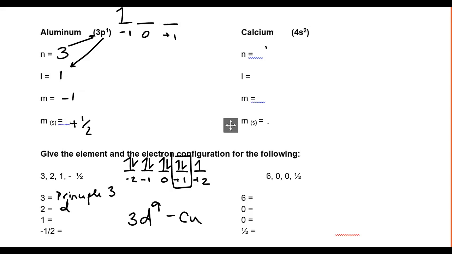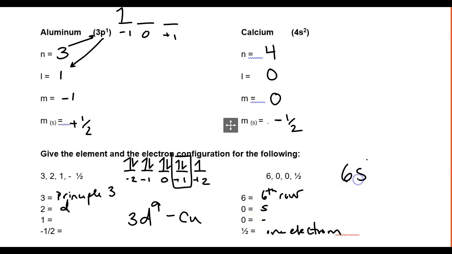So for calcium, we'll have N equals 4. L is 0, which means that M also has to be 0. It's the second electron, so it'll be -1/2. For the bottom one, we have 6, so this is the 6th row. 0 indicates S. This indicates that it's in the only orbital that S has, and then +1/2 means that there's 1 electron in the orbital, meaning that we would have 6s1, which would be cesium.